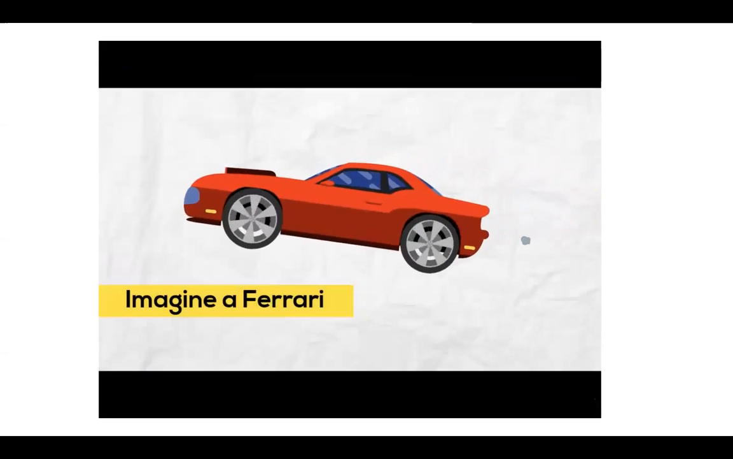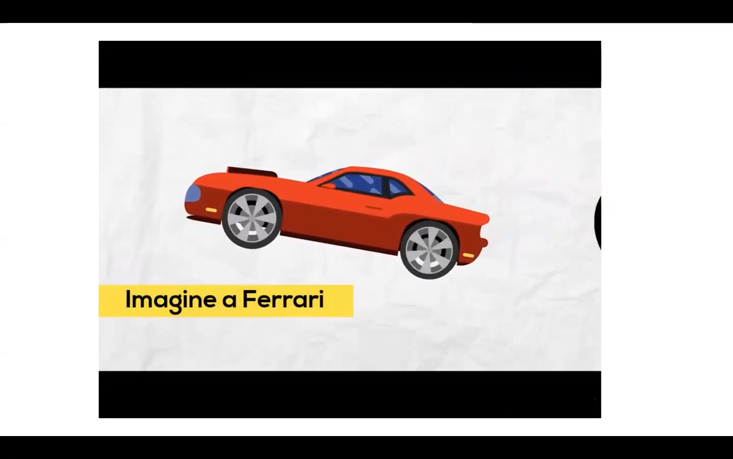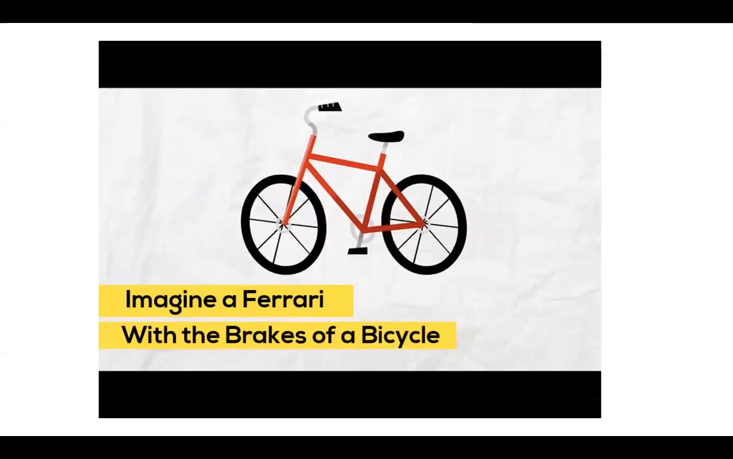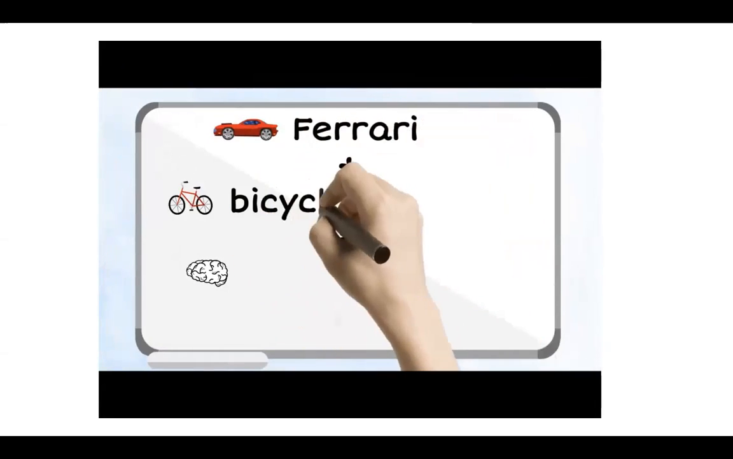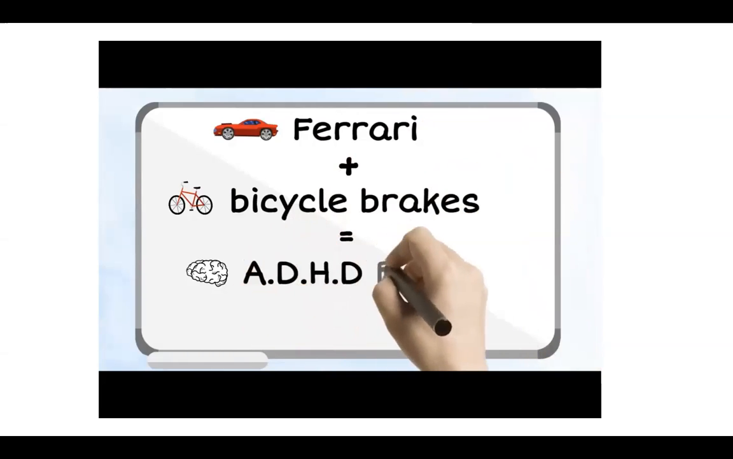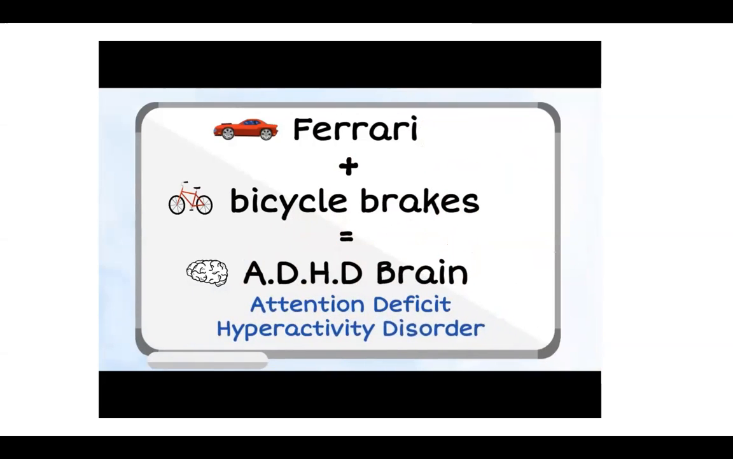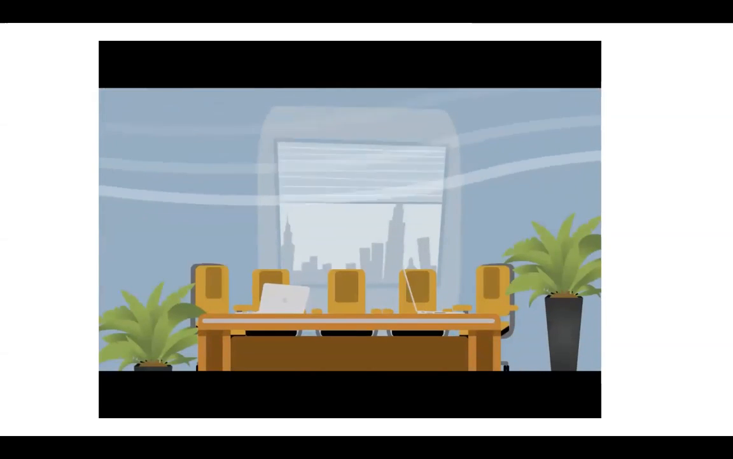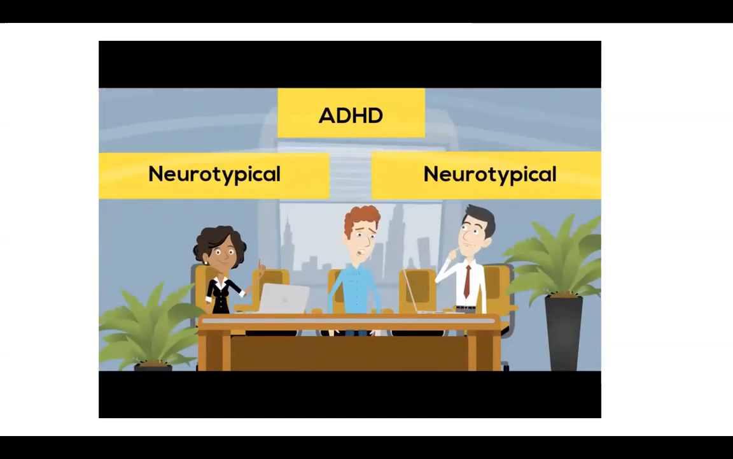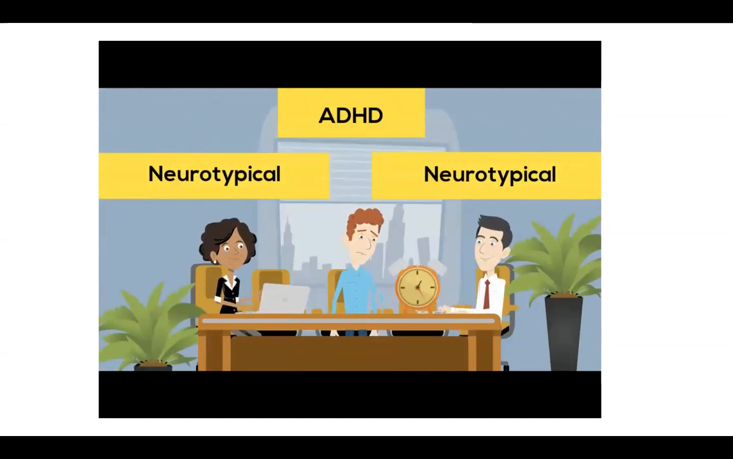Imagine a Ferrari, but with the brakes of a bicycle. That's how psychiatrist Edward Halloway describes the brain of a person with ADHD, or Attention Deficit Hyperactivity Disorder. Most people experience symptoms like fidgeting, forgetfulness, or losing focus every once in a while. But for people with ADHD, these symptoms are constantly present. Whether you're at the office, the home, or classroom, there's no off switch.